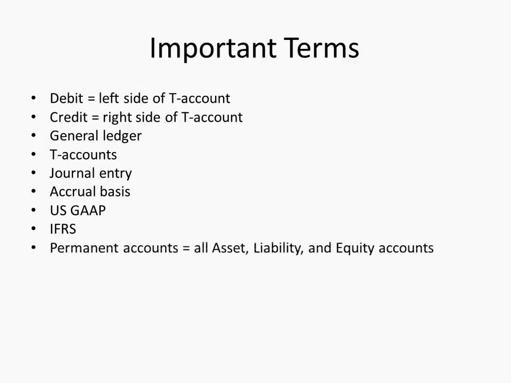Okay. So permanent accounts. We talked about that. All asset, liability, and equity accounts. That's exactly what I was just getting at, right? All of our balance sheet accounts are permanent accounts. That's really important. So if I have permanent accounts here, what do you think is going to come next? Temporary accounts, which what are we talking about there? Revenues and expenses, which go on the income statement, right? There you go.